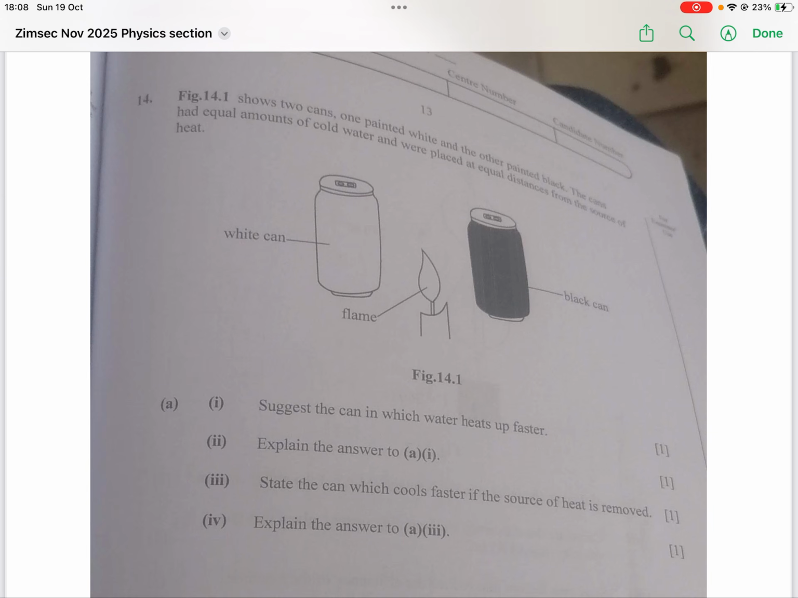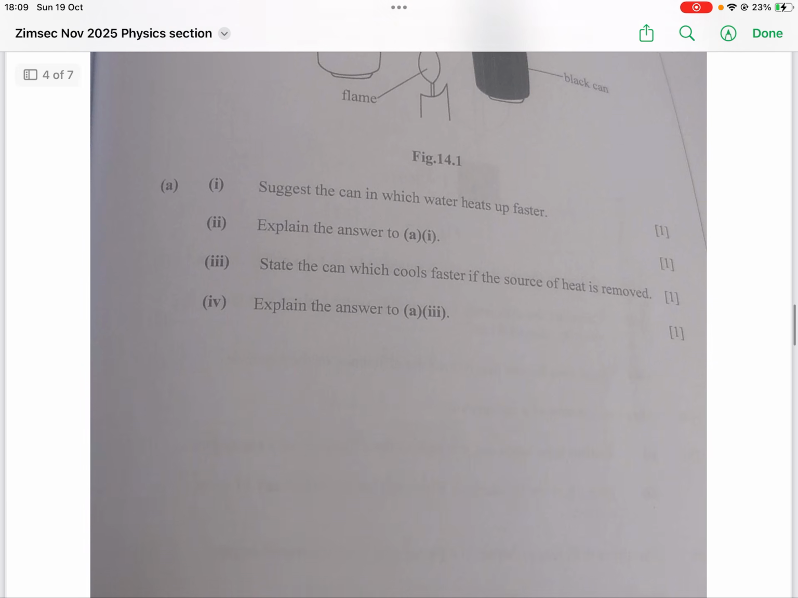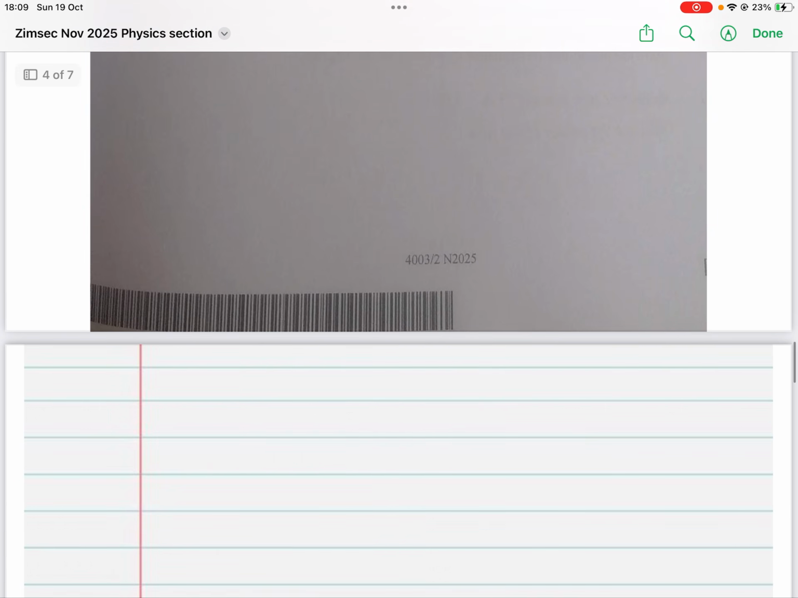Fig 14.1 shows two canes, one painted white and the other painted black. The canes had an equal amount of cold water and were placed at equal distances from the source of heat. We are required to suggest the cane in which water heats up faster. So here we are going to write our answer. This is now number 14, right?